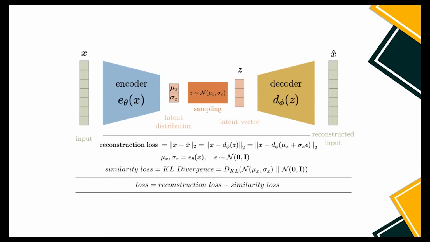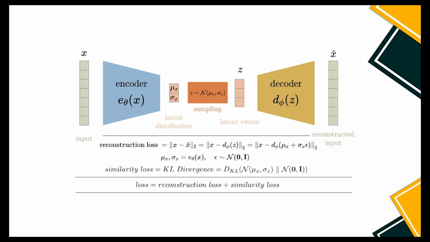There are two terms in the loss function of a VAE. One is the reconstruction loss, which accounts for how good the decoded images are. The other one is the latent loss, or similarity loss, which accounts for the similarity between the probability distribution of Z given X and some prior distribution of Z, which usually is a normal distribution with mean 0 and variance 1.